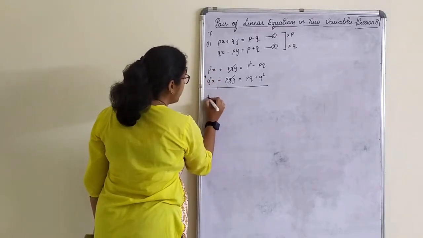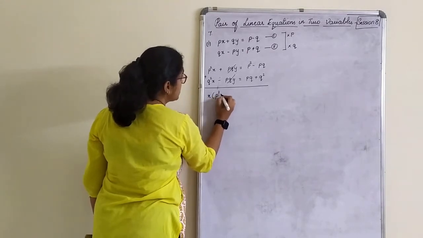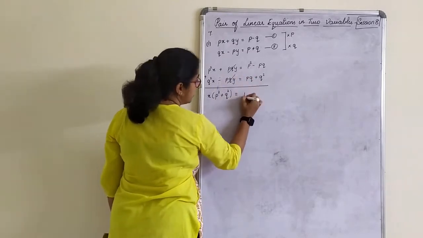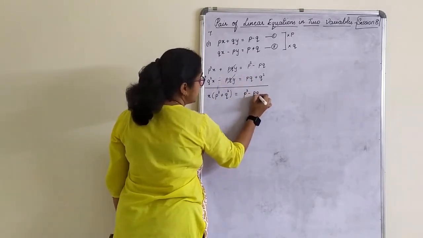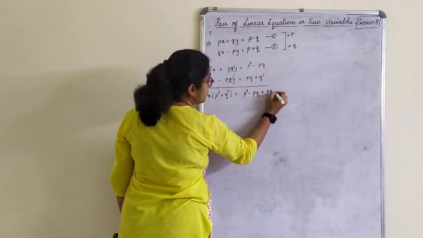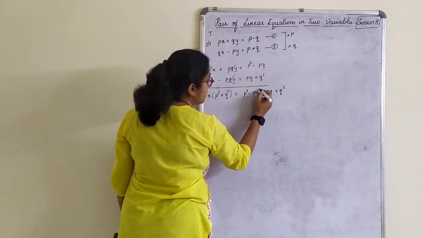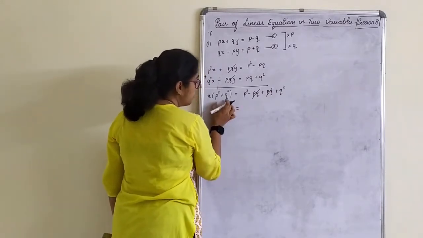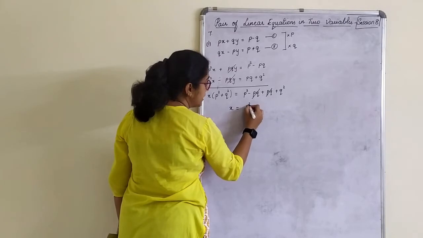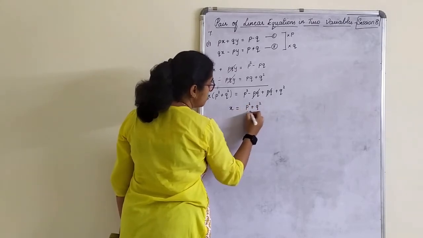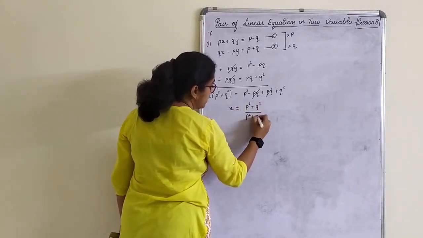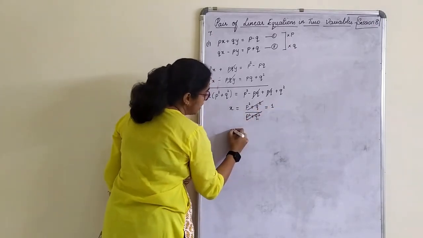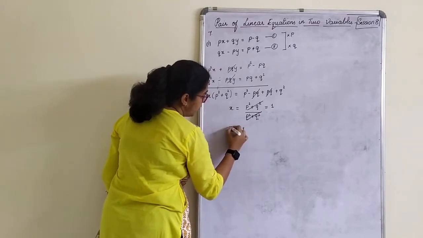What about here? I will take x common. p square plus q square is equal to, add this, p square minus pq plus pq plus q square. Plus pq minus pq will get cancelled. x is equal to, multiplication comes division, what remains here? p square plus q square divided by p square plus q square, cancel, is equal to 1. Therefore x value is 1.